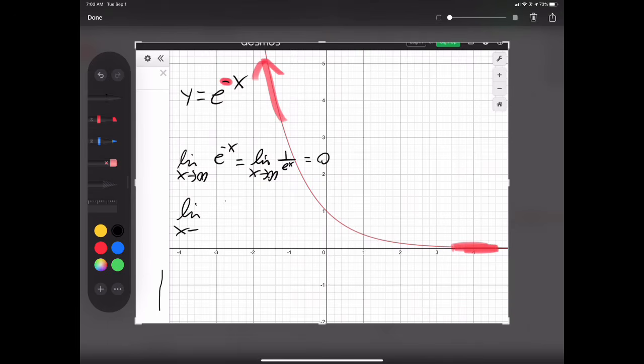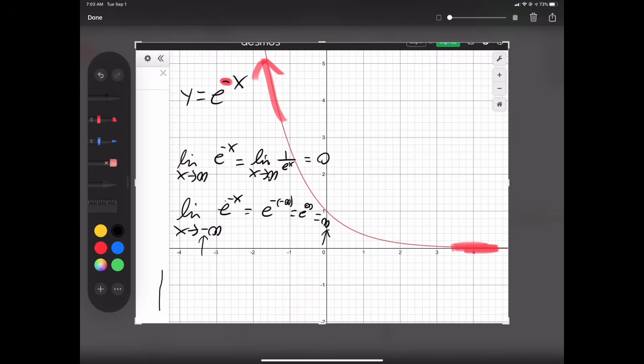And the limit as x goes to negative infinity of e to the minus x. So if you plug in negative, you have e to the minus negative infinity, which is e to the infinity, which is infinity. So as you move to the left, it goes up. So that's e to the minus x.